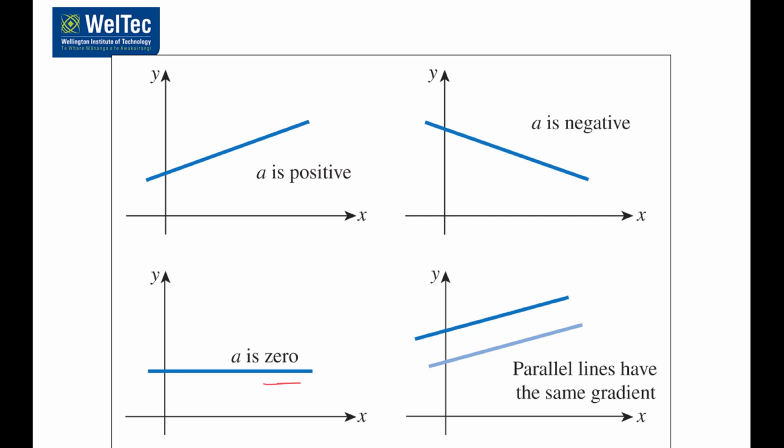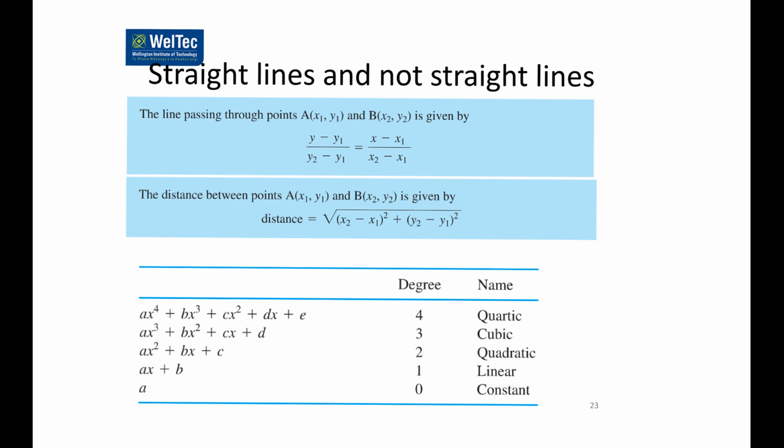As well as finding the equation of the line, we can also find the distance between 2 points, and this is just based on Pythagoras. So if you've got x1 and x2 and y1 and y2, then it's just Pythagoras' theorem. Just looks a little bit different, that's all.